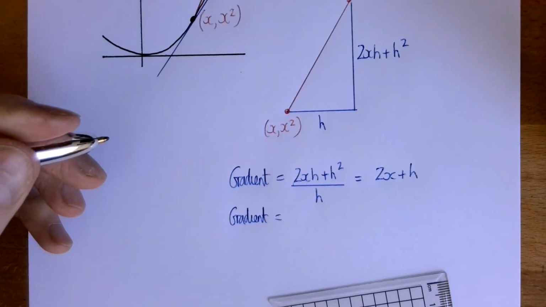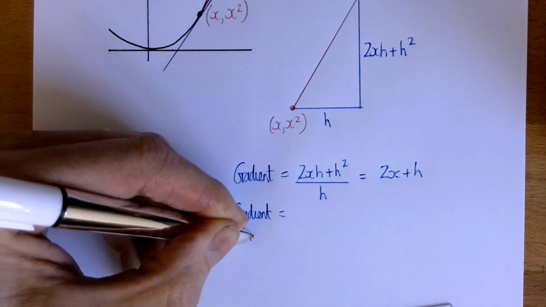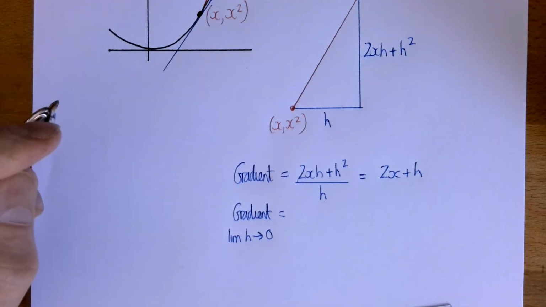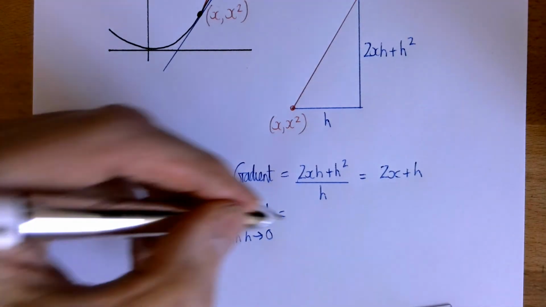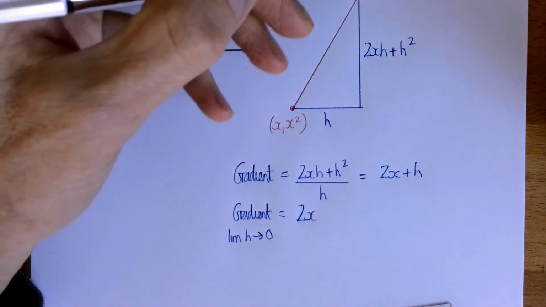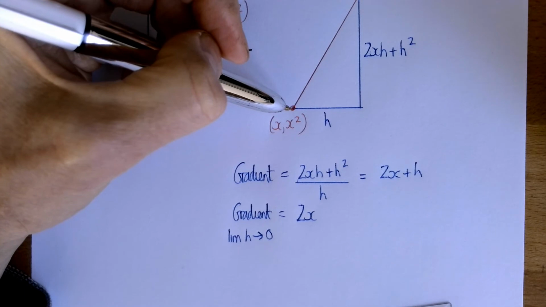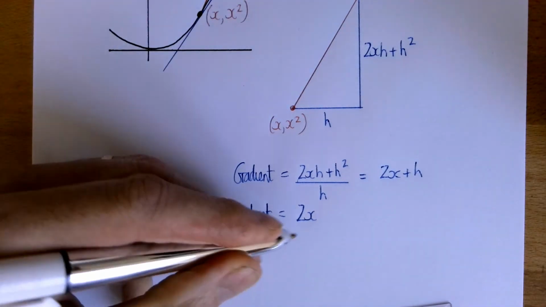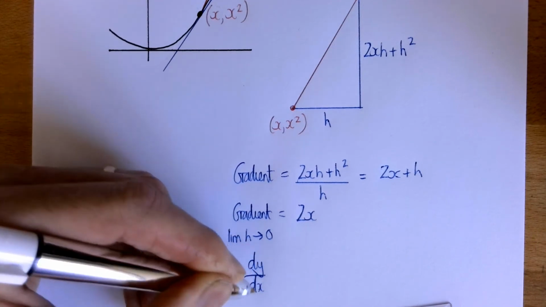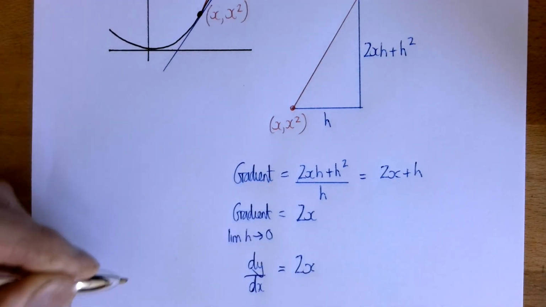So what we do is we say, okay, what happens to that expression as h becomes very, very small? What's going to happen to this as h becomes so tiny that we can pretty much ignore it? And the answer is this. Now what we did here to work out the gradient is we did the difference in the y values divided by the difference in the x values. And that's why we call this formula for the gradient dy divided by dx, or it tends to be said as dy by dx.